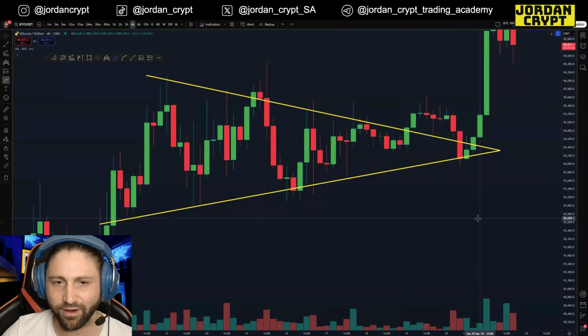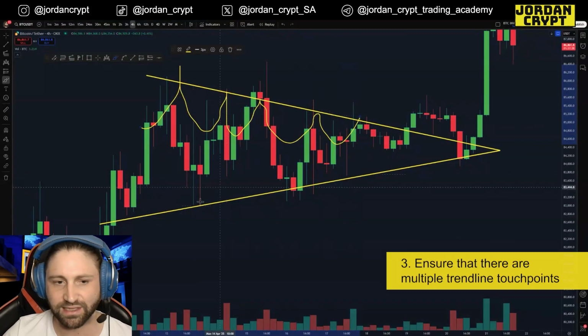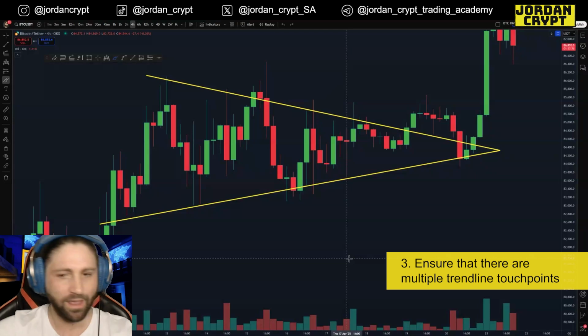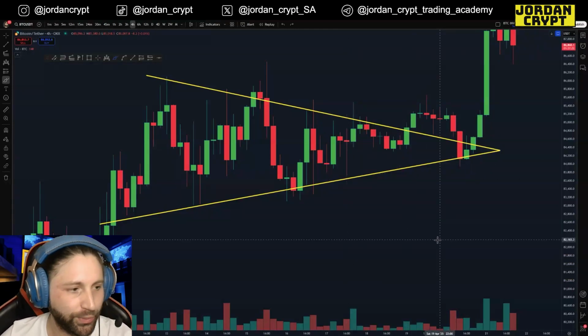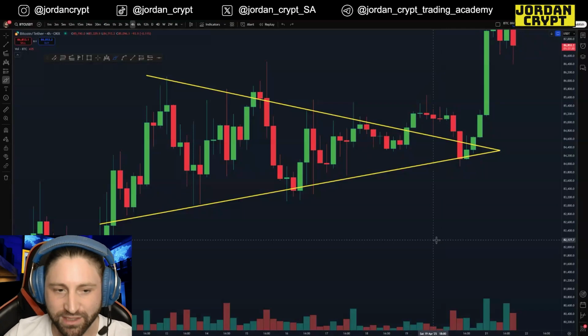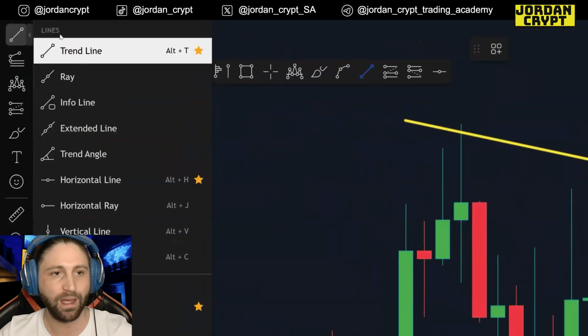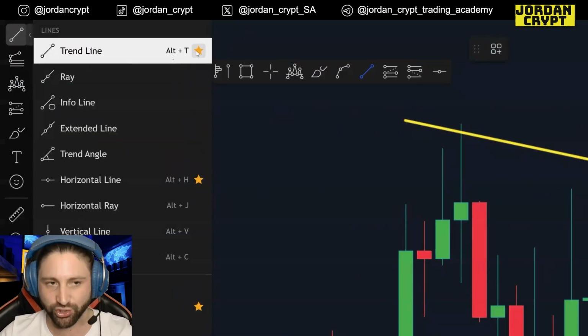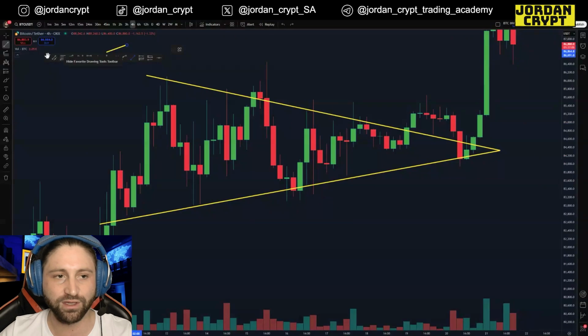The third step, very simple. Make sure there are multiple touch points at these trend lines. The next step is to measure this pattern. A lot do go wrong in this step, and it's very simple. You want to take your trend line tool. Once again, very important. Under your line tools, find your trend line. Make sure you star it so that you can easily find it on your favorites bar.